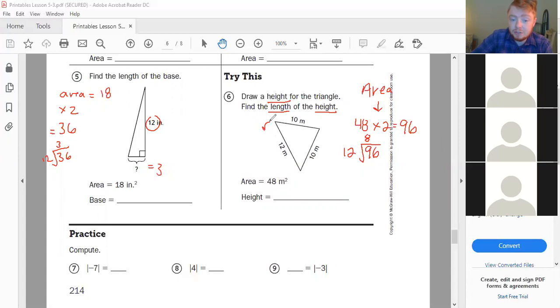So we have to redraw it with 12 being down here. Then we got our other two sides. This side's 10, this side's 10, this is 12. Now we have a right triangle finally. We got 8, which means that this little pointy up here is 8. Okay, so our height is 8.